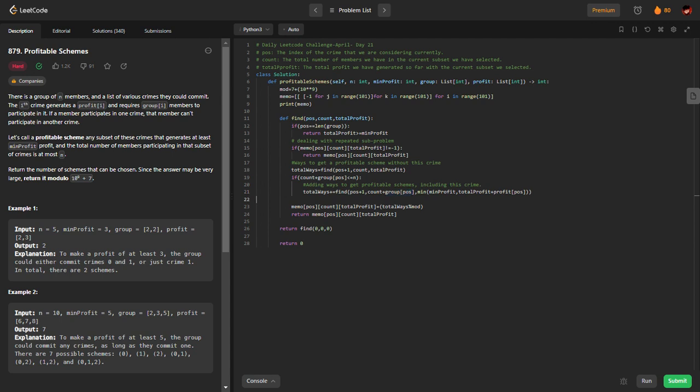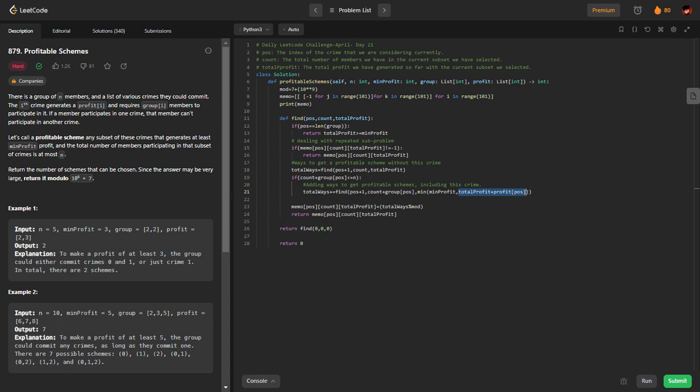Whether it's exceeding minimum profit or not, this is what we are doing here. We are taking a minimum of this, okay? Whether the profit which we are generating is at least greater than the minimum profit, then we will store it as a minimum profit. If it is less than the minimum profit, then we'll store it as it is, okay? The total profit plus the profit for the current position. This is what we are doing.